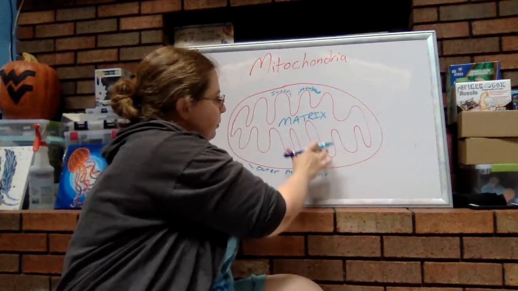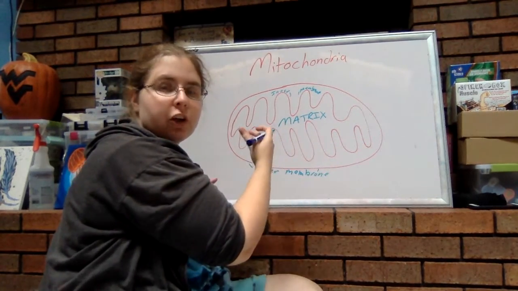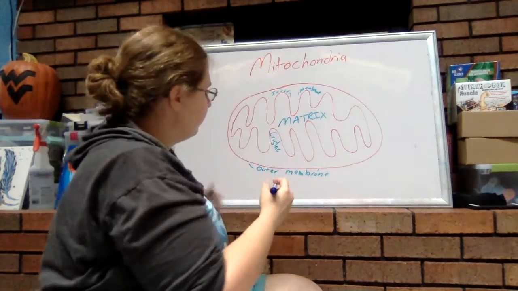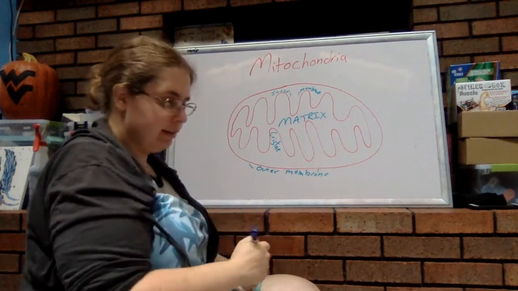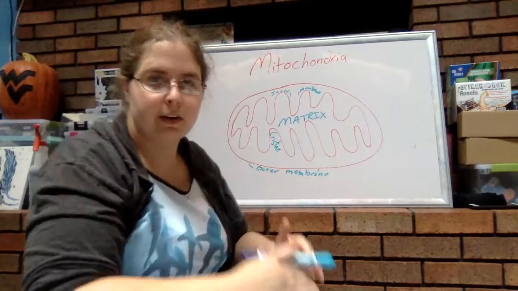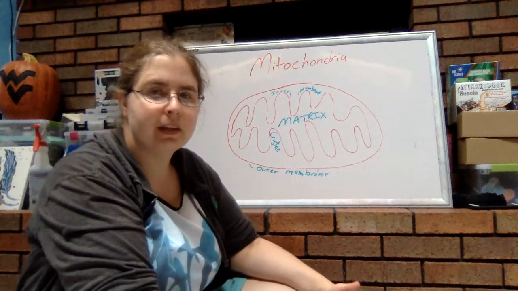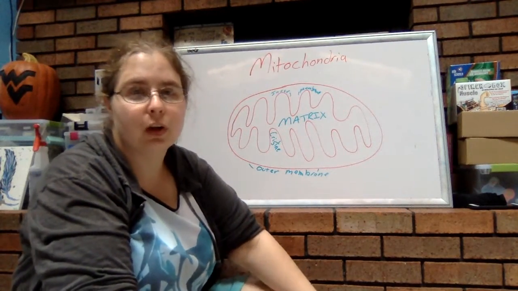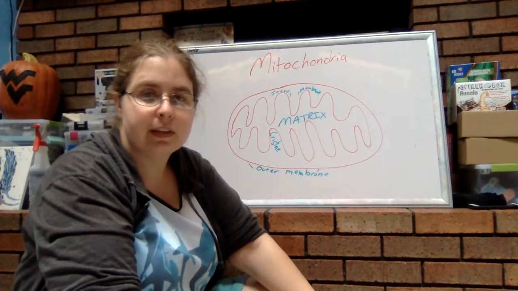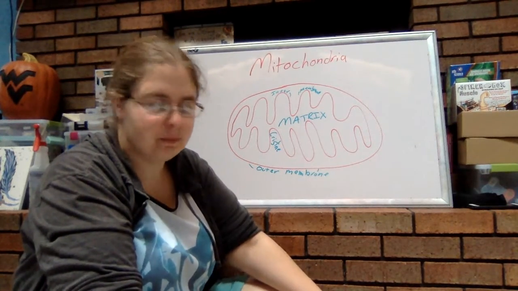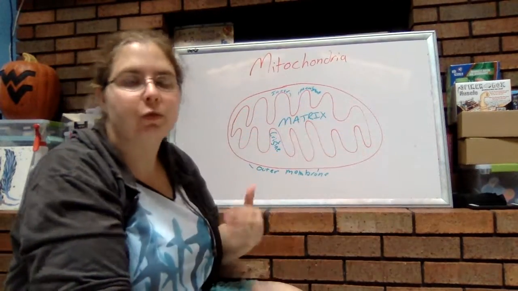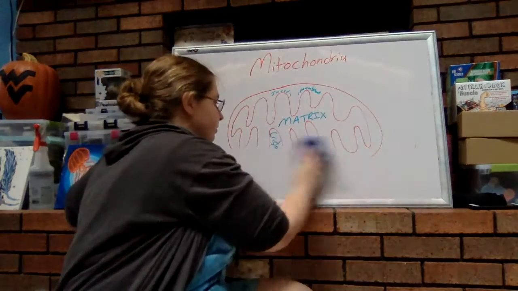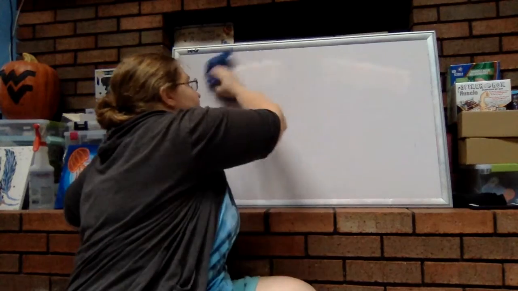Now you see how the inner membrane forms these folds? We actually call those folds the cristae. The cristae is the folding of the inner membrane. Now, the reason why it does that is because it adds a lot more surface area to the inner membrane so that we can run a lot more cell respiration reactions at the same time. By having more area to do it in, we can run more reactions. All right, so that is the mighty mitochondria.